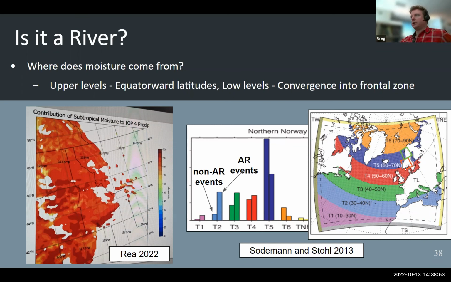This study looked at atmospheric rivers that made landfall in Norway, and you can see that atmospheric river events had a higher percentage of water vapor that originated from this T2 region down at 30 to 40 degrees north, whereas other types of low pressure systems had far less long range water vapor transport.